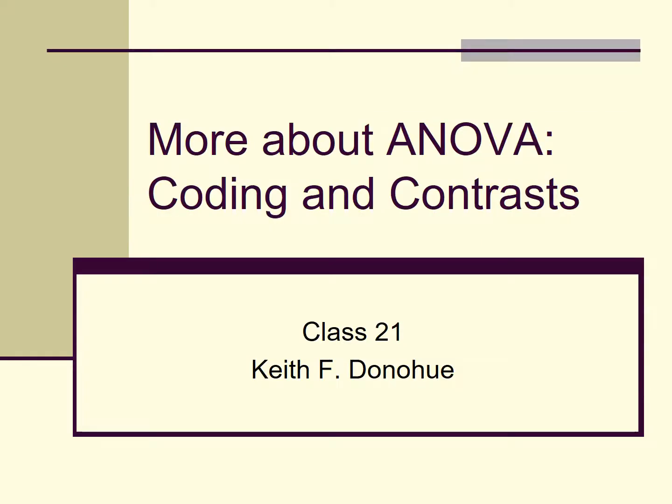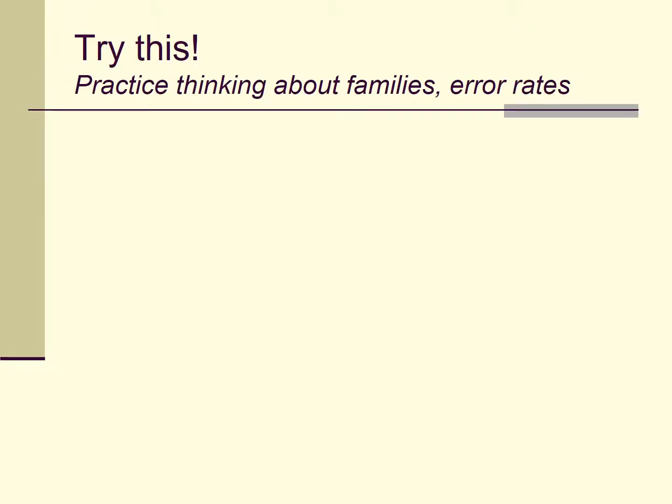Anyway, today's lecture is called More About ANOVA, Coding and Contrasts. It's basically just that. I'm going to continue talking about coding, dummy codes, contrast codes, and a few other important issues related to ANOVA. Now, before we get there, though, let's briefly revisit that little exercise or activity I asked you to do last time.